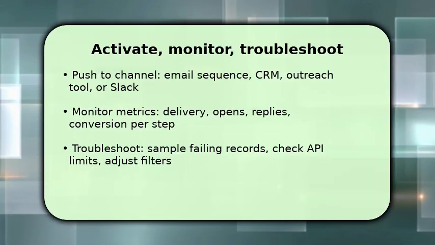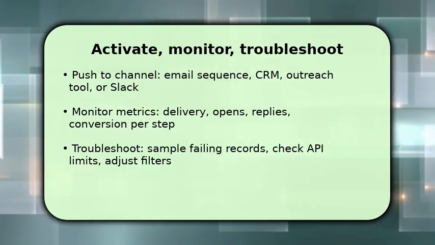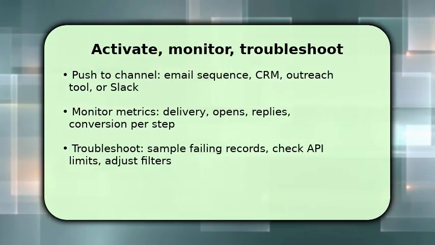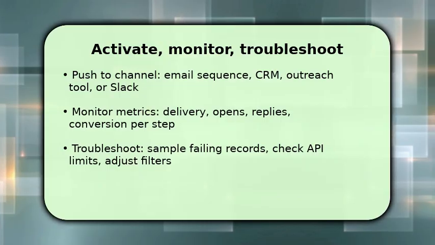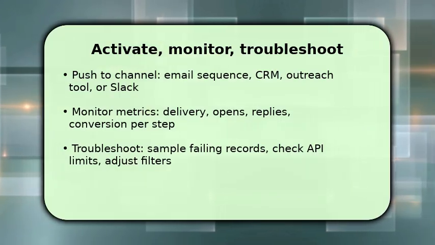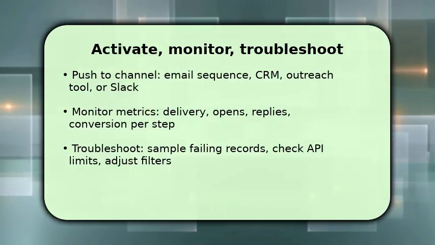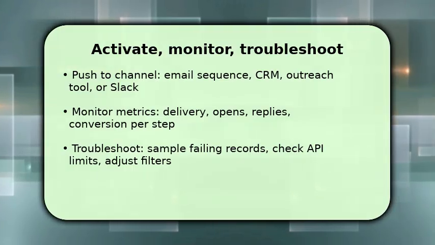If things go wrong, sample failing records and examine enrichment fields, API limits, or filter logic. Most issues are bad matches or rate limiting. Make incremental fixes, rerun the small sample, and then scale. Keep a monitoring alert so you catch regressions fast.